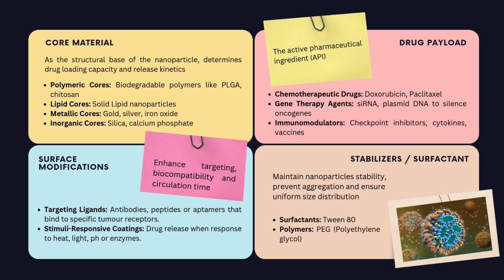Third is surface modification to enhance targeting, biocompatibility, and circulation time. For example, targeting ligands, antibodies, peptides, or aptamers that bind to specific tumor receptors, and stimuli-responsive coatings that release the drug when responding to heat, light, pH, or enzymes. And fourth is stabilizers or surfactants, which maintain nanoparticle stability, prevent aggregation, and ensure uniform size distribution. For example, surfactants like Tween 80, and polymers like PEG, polyethylene glycol.